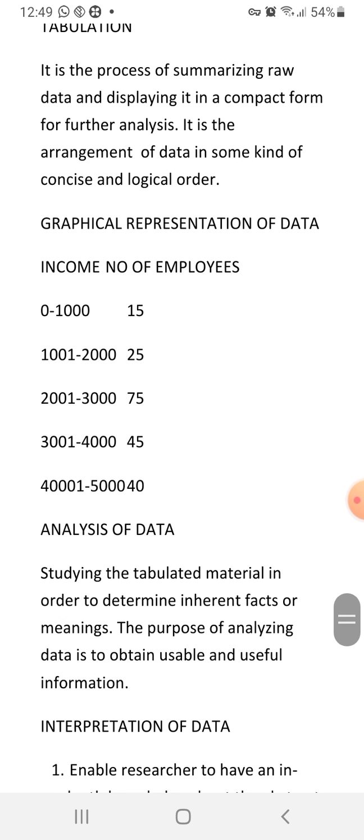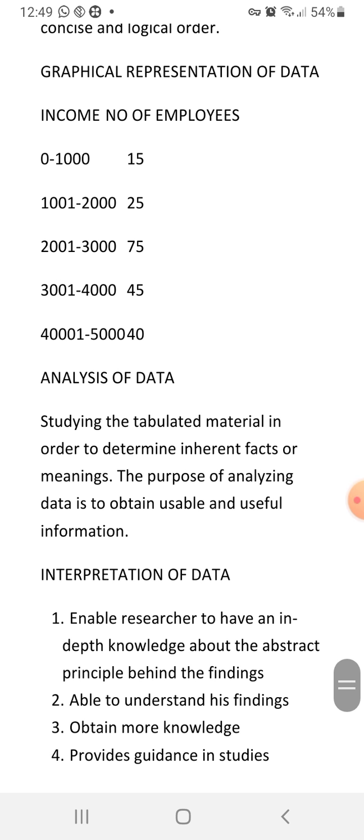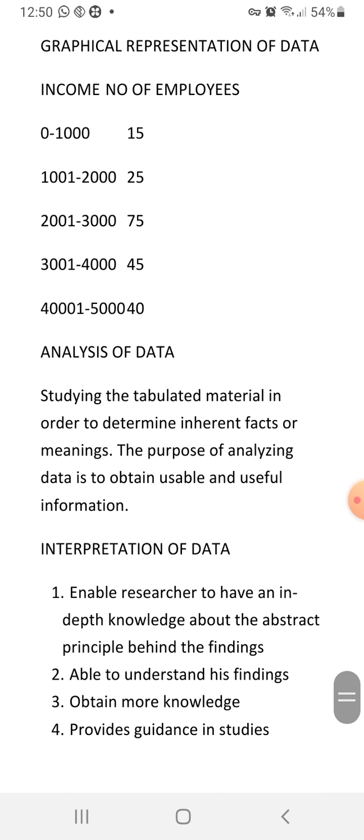This is known as tabulation of data. After that, graphical presentation of data. Graphically, we have to present the data to get a clear-cut, in a nutshell, in short, a view about the data. We have to present the data in the graphical form. For example, income and number of employees are given.